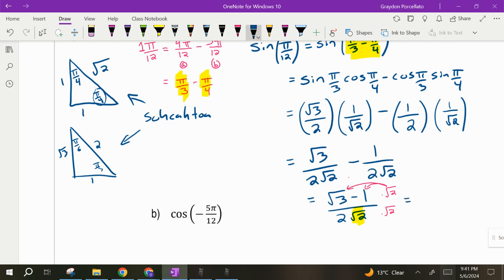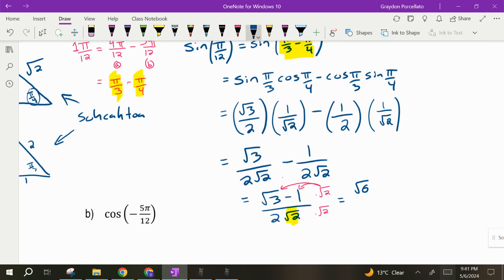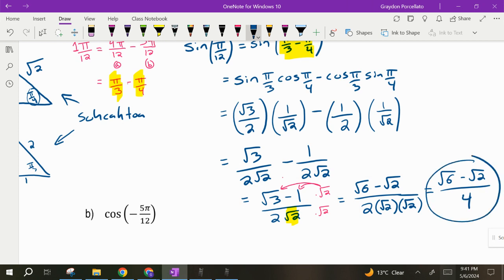What that does is give us a solution of root 6 minus root 2 all over 2 times root 2 times root 2, and that bottom, if you put that into your calculator, you get 4. And that is our solution. That is an exact value.